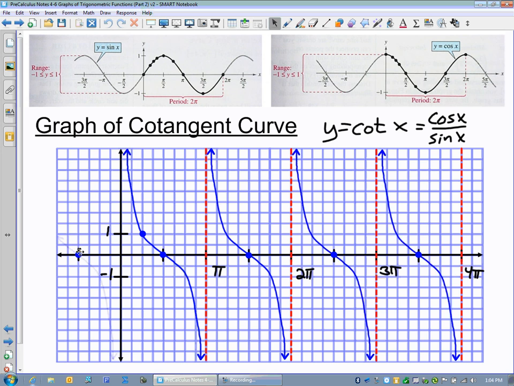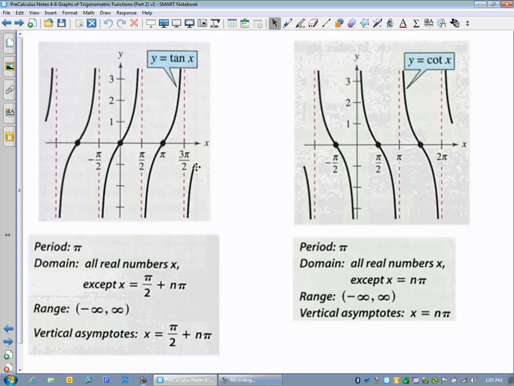And even on the left here, it does continue to the left. So using that same analysis, we can create this graph. And then a quick little recap of all the properties here. We can see that for the tangent curve, our period is pi. Just like with cotangent, our period is pi. The domain for tangent will be all real numbers except where you have your asymptotes.